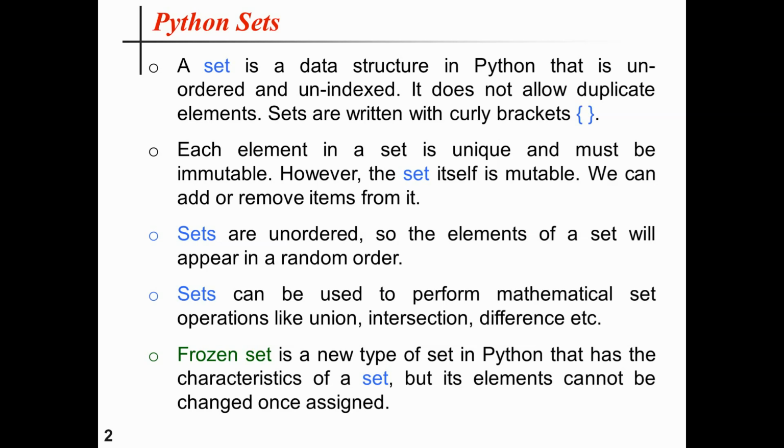Sets are unordered, so the elements of a set will appear in a random order. Sets can be used to perform several mathematical set operations like union, intersection, difference, symmetric difference, etc. In Python, there is a new type of set called the frozen set, and it has the characteristics of a set, but its elements cannot be changed once assigned. That means frozen sets in Python are basically immutable sets.